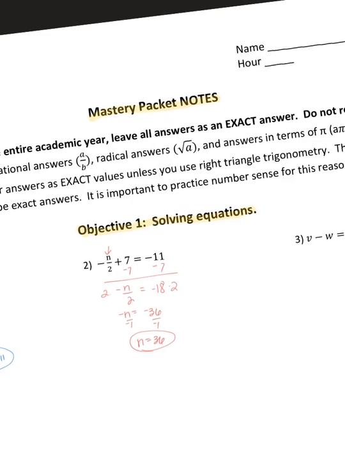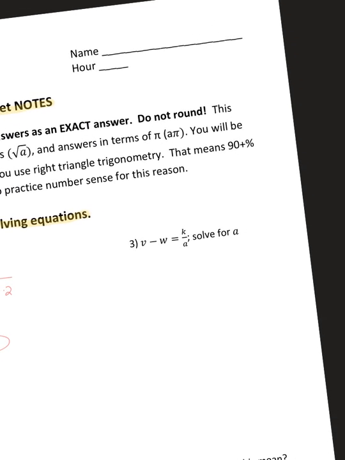That is number 2. In number 3, we are actually solving a literal equation, so this is a different type of problem, and we are trying to solve for a right here. So in this equation, we've got v minus w is equal to k divided by a. So to get the a out of the denominator, we multiply both sides by a.